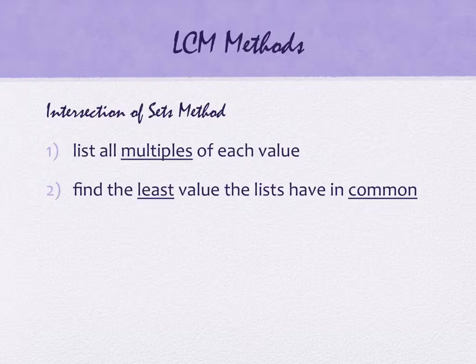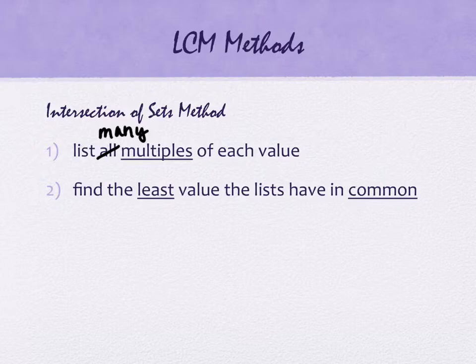What you do is you list, this shouldn't say all, because you can't list all multiples. It should say list many multiples, a long list of multiples of each value. And then you find the least value that the lists have in common. So this is almost like when you're in second, third grade, looking at your multiplication tables, and you learn to skip count, right? So I've got 3, 6, 9, 12, 15, 18, like that. And you just list them all out.